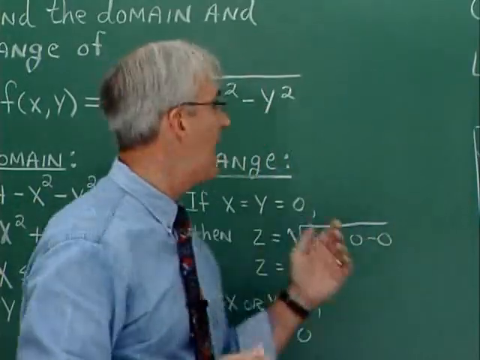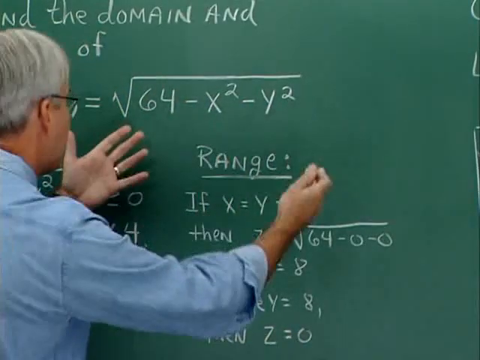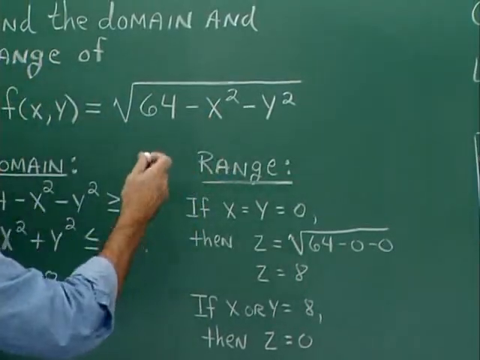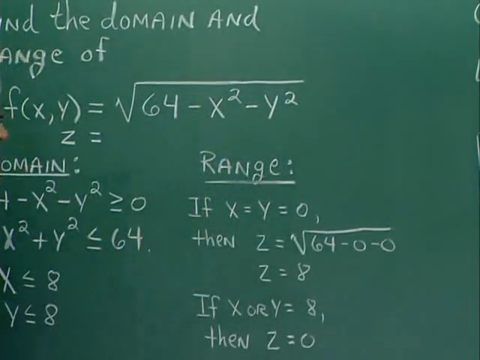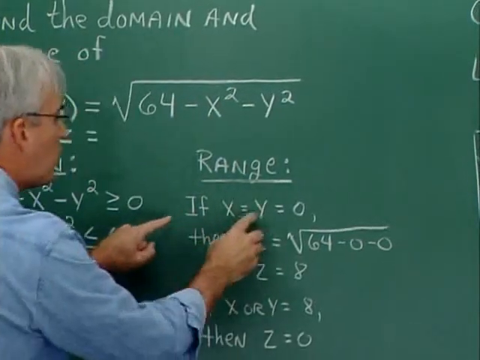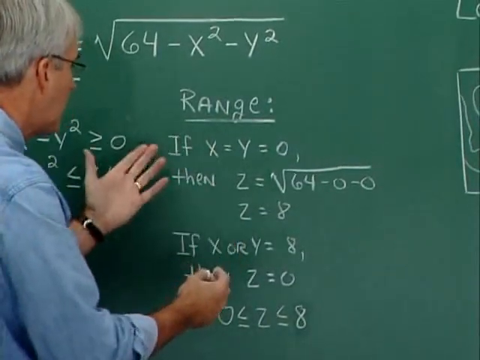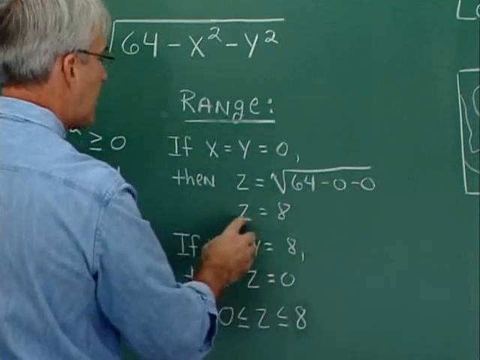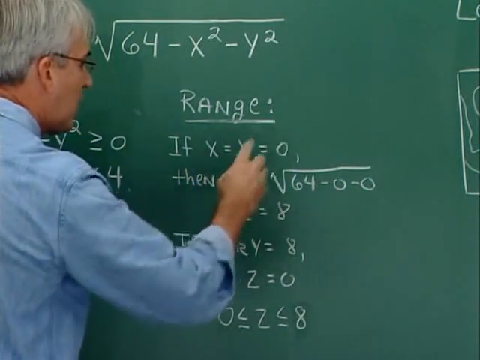Well, here we have a function in x and y. And to evaluate this, we might say, all right, let's let z equal this. So we could say that z is equal to this expression. And now, if x and y take on their lowest possible value, let's say 0, then z would be 64 minus 0 minus 0. Oh, z would be 8. So that's the smallest value that x and y can be.